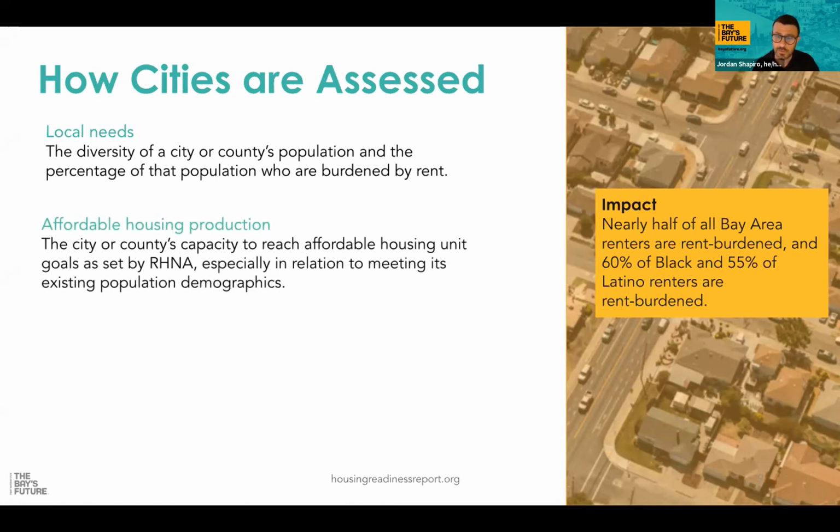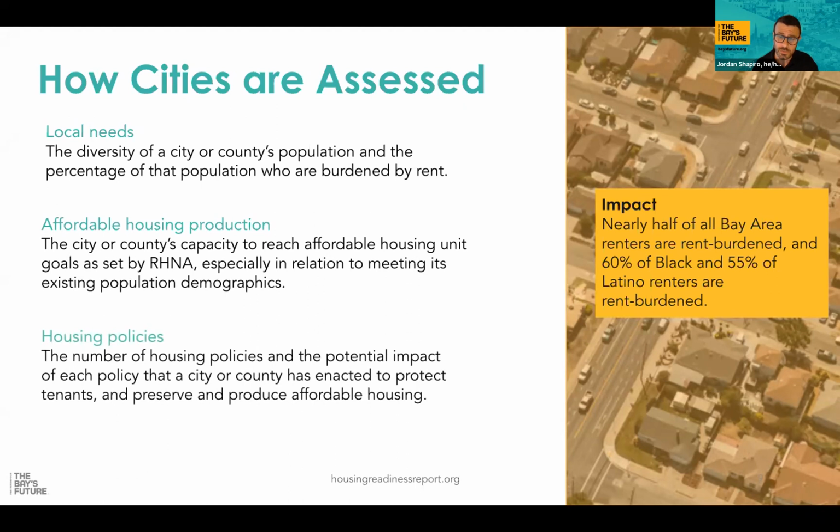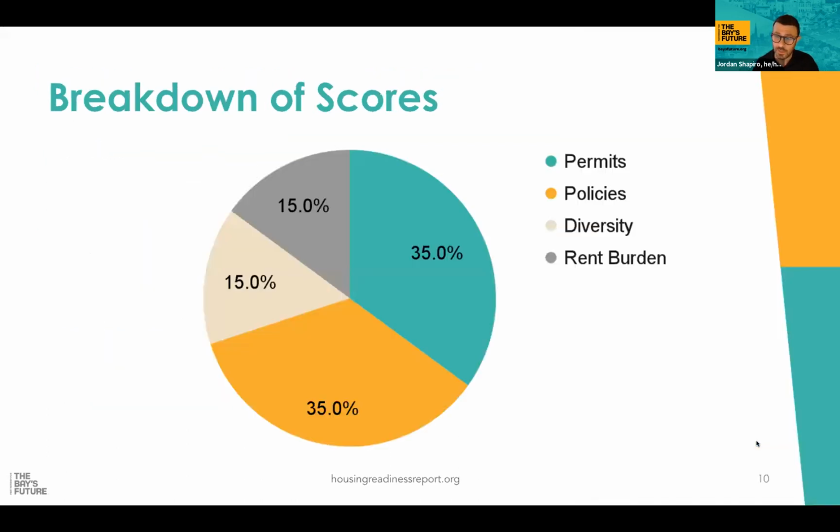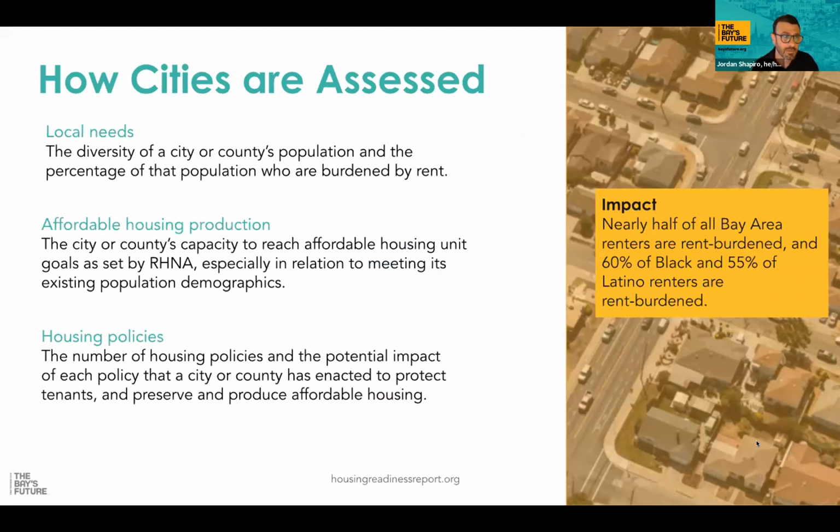The second piece was the affordable housing production. And this is the cities or counties' capacity to reach affordable housing unit goals set by the Regional Housing Needs Allocation, or RHNA, especially in relation to meeting its existing population demographics. And then the third piece is housing policies. So the number of housing policies and the potential impact of each policy that a city or county has enacted to protect tenants and preserve and produce affordable housing. Policies are weighted based on their potential impact. And Ivy will dig a little bit deeper into this when we get into the how-to section.